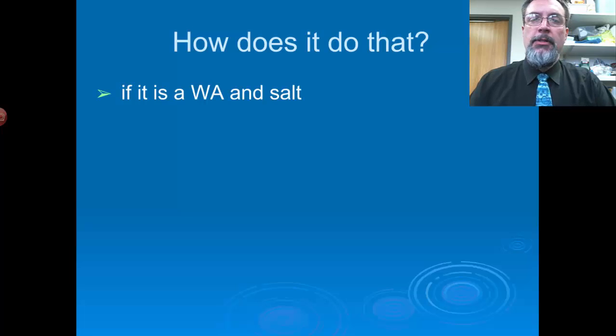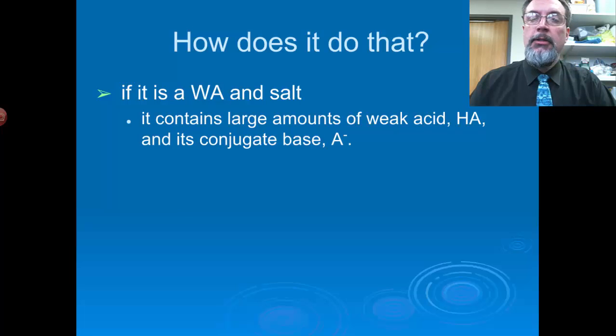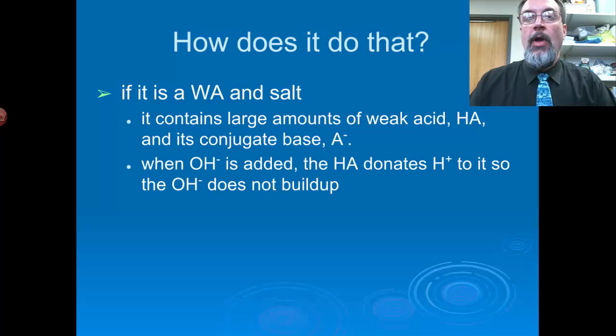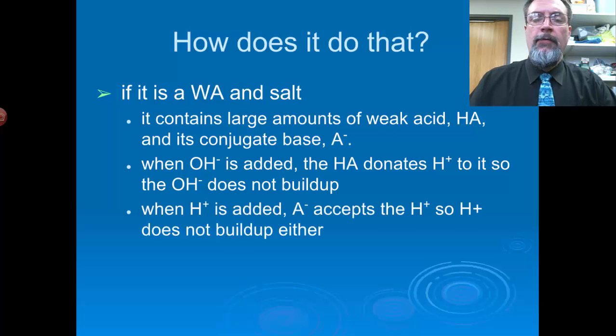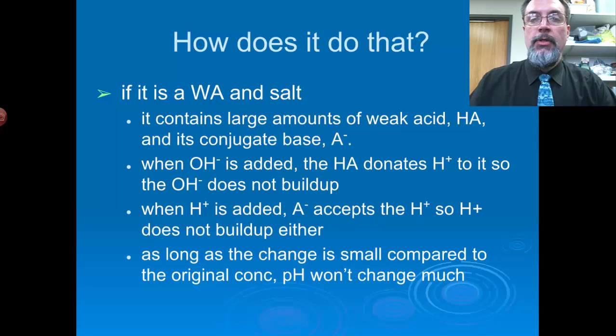Well, it depends on what it's made of. If it's made from a weak acid and a salt, it has large amounts of the weak acid and the conjugate base of that acid, which means that if you add base hydroxide, the acid is going to give protons to that OH minus to produce water, so you don't increase the OH minus concentration. If you add H plus to the solution, then the conjugate base, the A minus, takes in some of that H plus to form more acid, so that you don't have a buildup of H plus. So as long as the overall change is small, pH doesn't change that much.